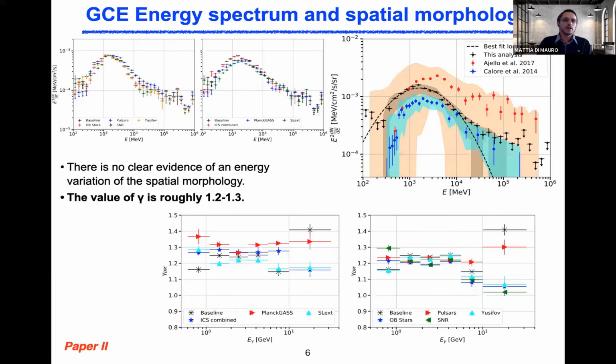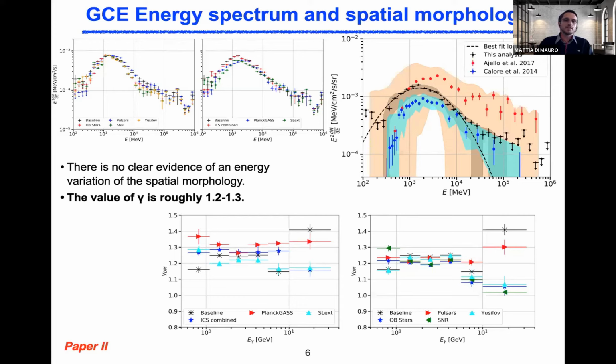Then we also analyzed the spatial morphology of the galactic center excess, because it's important to investigate whether the spatial extension of the excess is energy dependent or energy independent. So we find the spatial morphology in different energy bins. We test this with different interstellar emission models.